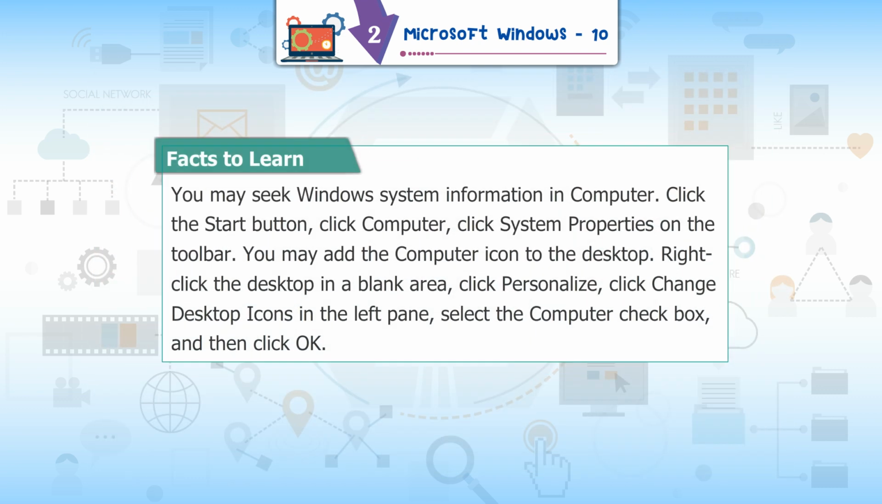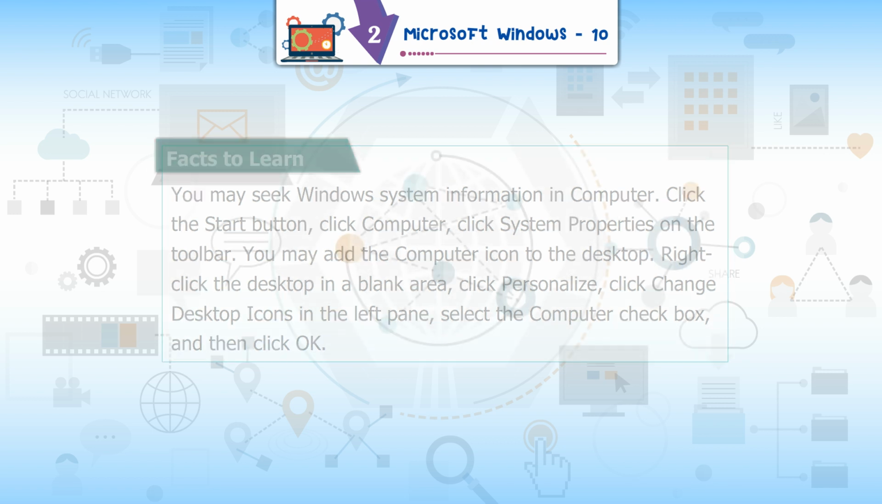Facts to learn. You may seek Windows system information in Computer. Click the Start button, click Computer, click System Properties on the toolbar. You may add the Computer icon to the desktop. Right-click the desktop in a blank area, click Personalize, click Change Desktop Icons in the left pane, select the Computer checkbox, and then click OK.